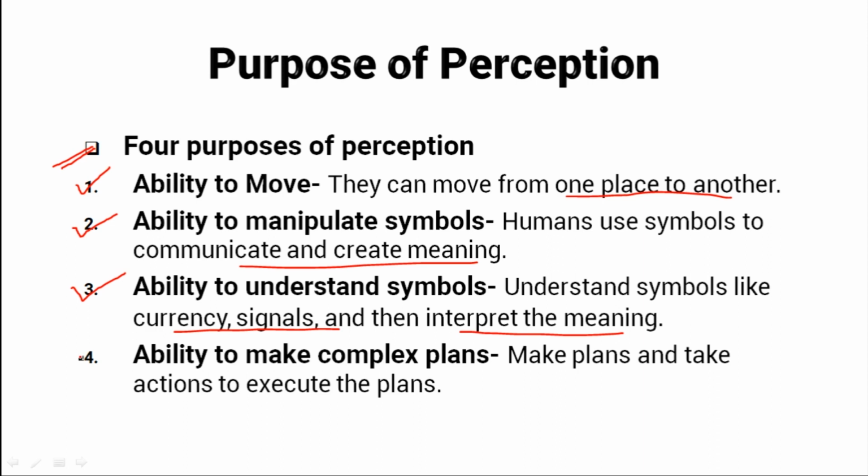Now, the fourth purpose of human beings is the ability to make complex plans and execute them. Human beings have the capacity to plan things out and then take action to make those plans a reality.